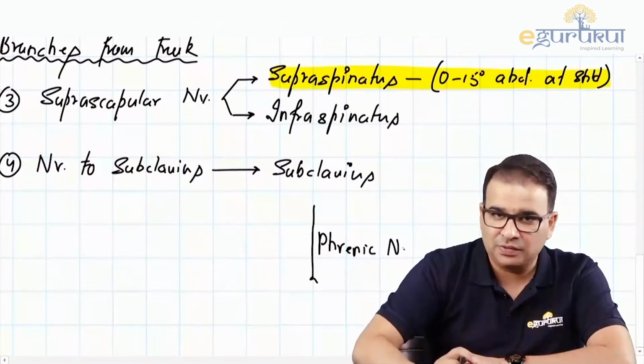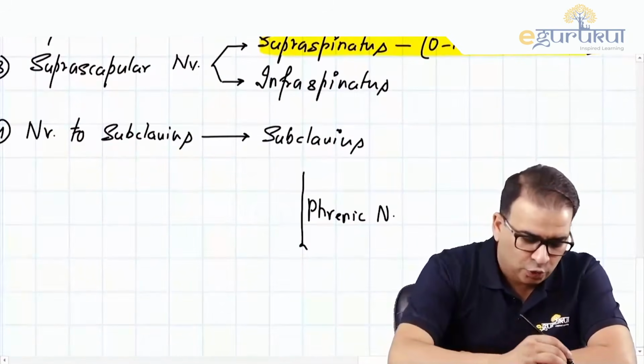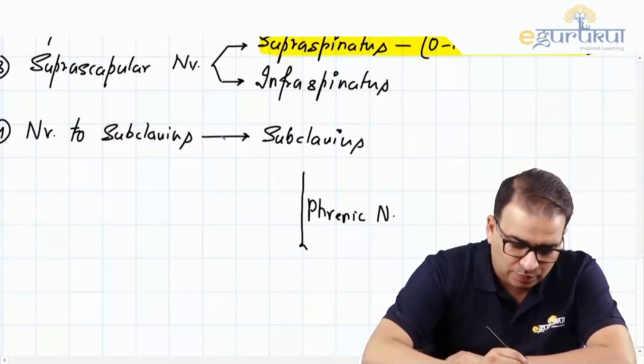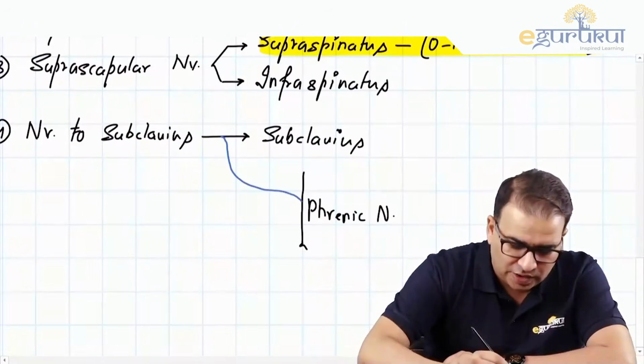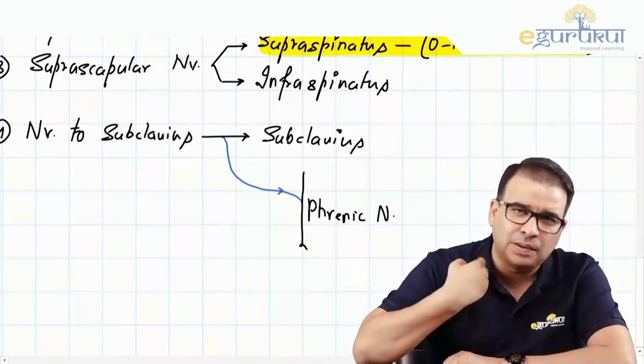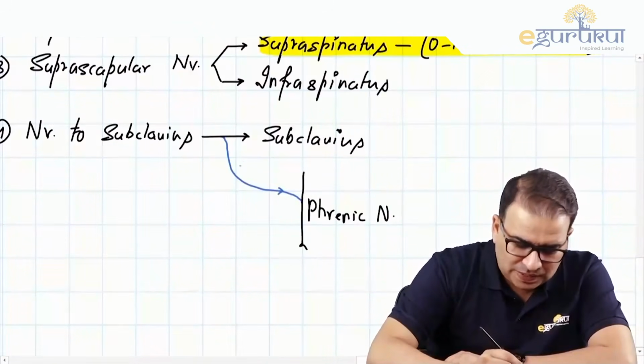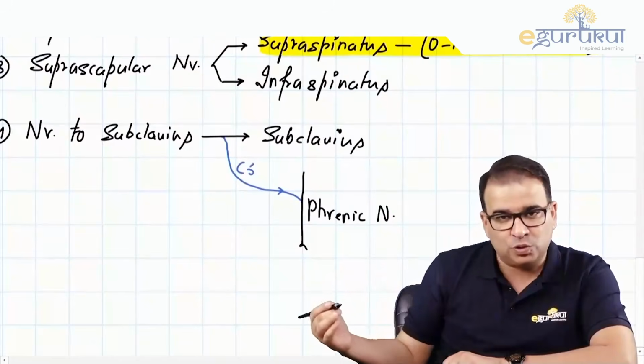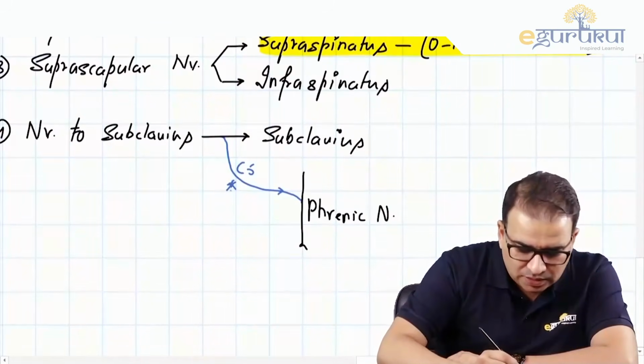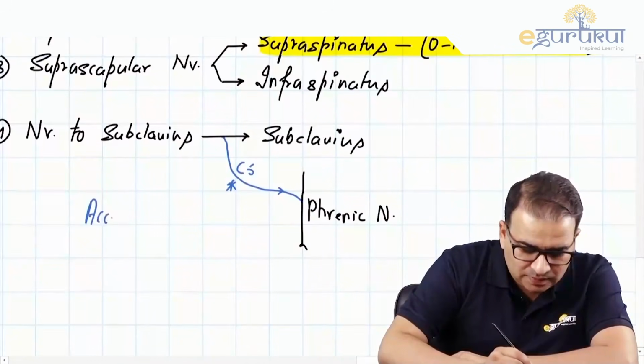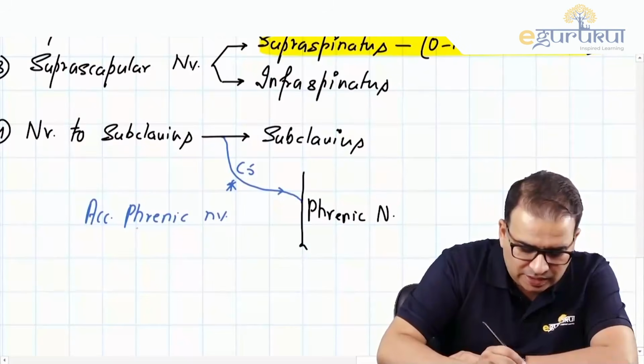Now you may see a branch coming from the nerve to subclavius and joining the phrenic nerve very much in the upper part itself. So this is basically providing the C5 root value through the phrenic nerve, and this nerve here is called the accessory phrenic nerve.